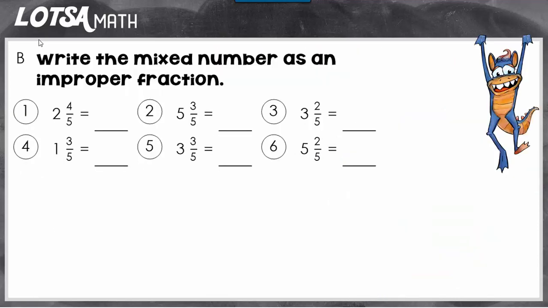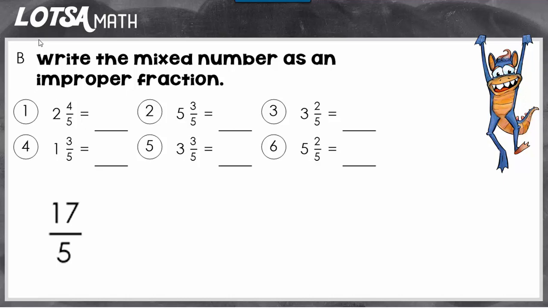So for these problems, we can look at these mixed numbers, but before we start changing them into improper fractions, let's look and see what we know and learn a little bit first. So 17/5 is an improper fraction. It represents a value greater than 1. It also has a numerator that's bigger than the denominator.